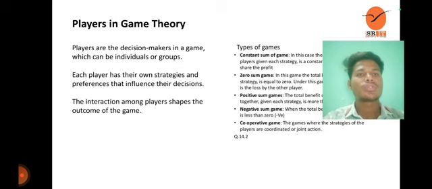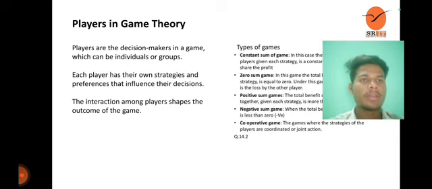The next slide goes to players in game theory. Players are the decision makers in a game, which can be individuals or groups. Each player has their own strategies and preferences that influence their decisions. The interaction among players shapes the outcome of the game.